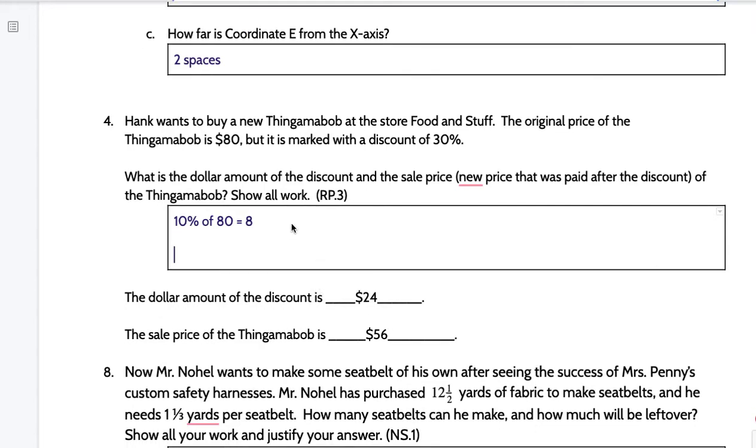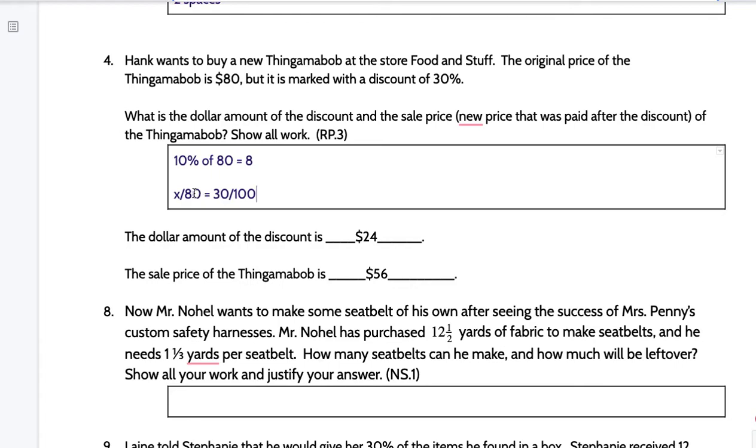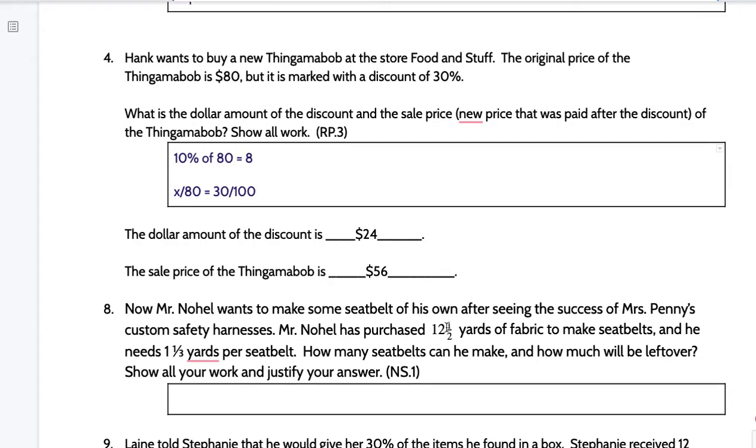Okay, so the other way to do it would be to find 30% of 80, right? So you do something over 80 equals 30 over 100. It's hard to view this way, but you would do the cross multiply and divide by the thing that's left. So it would be 30 times 80 divided by 100. 30 times 80 would be 2,400, and then divided by 100 would be 24.